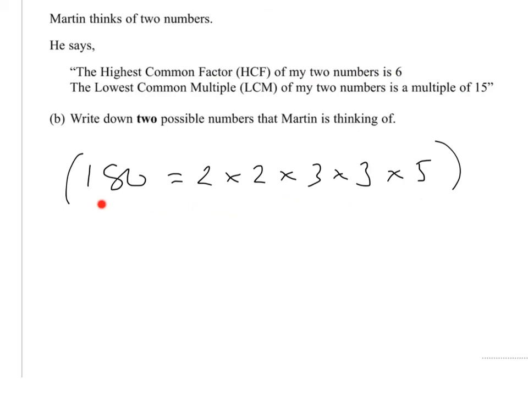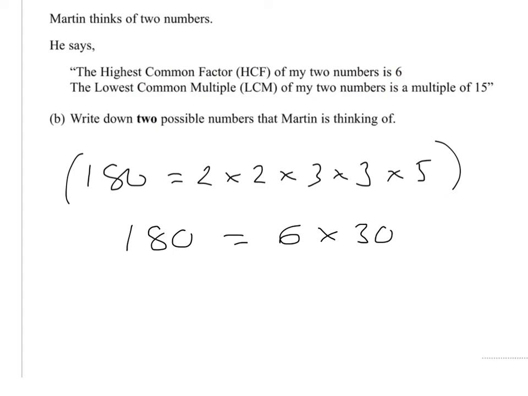What we can see with 180 is that it is a multiple of 15 because you've got the 3 and 5 here, and you've got two lots of 2 times 3. So we can break 180 into two numbers that will satisfy Martin's requirements. So 180 is 6 times 30. The lowest common multiple of my two numbers is a multiple of 15.